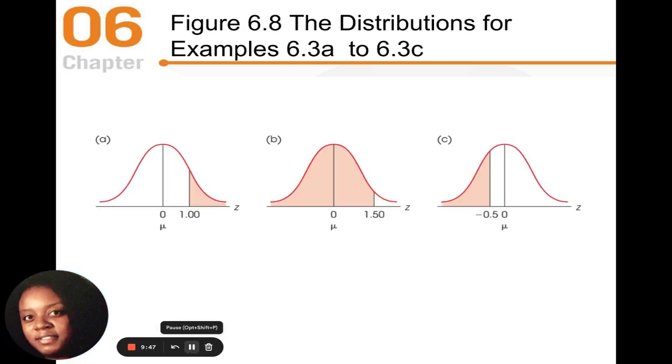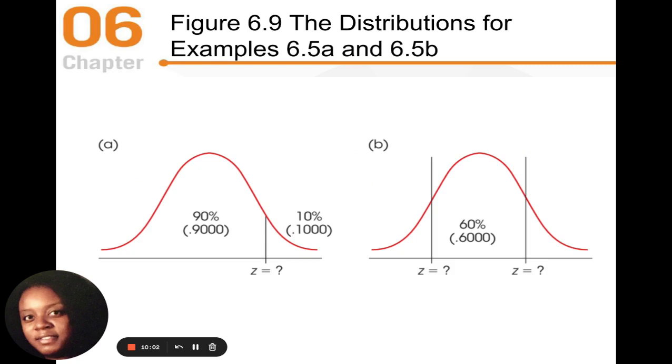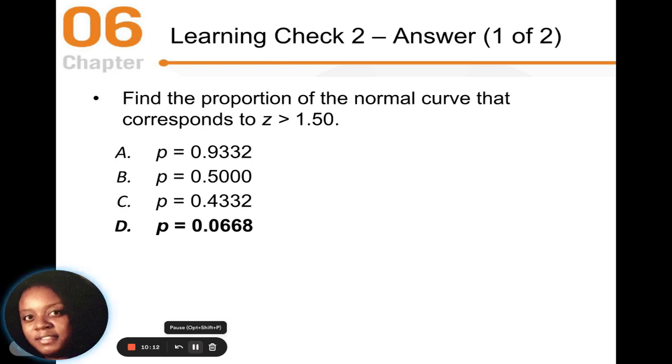So if we look at that chart and examples for 6.3a and 6.3c, we can see those distribution examples for those scores. And here are some distribution examples for 6.5a and 6.5b. So let's go ahead and have a learning check.